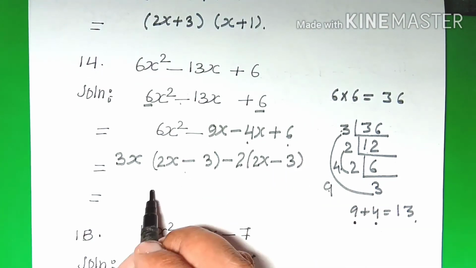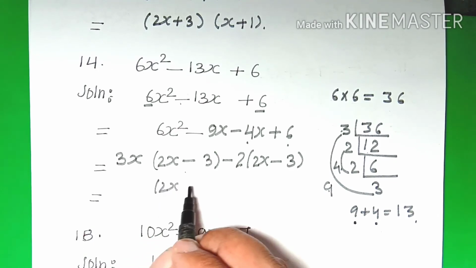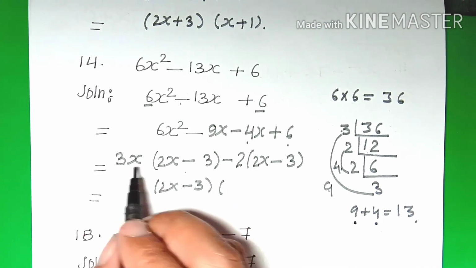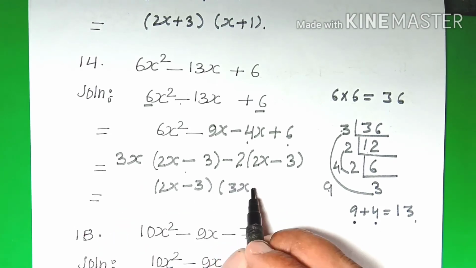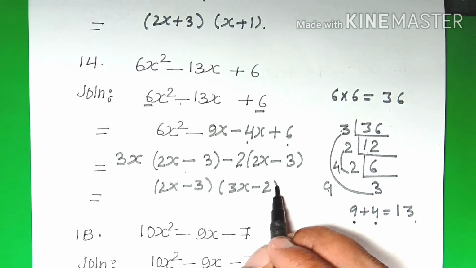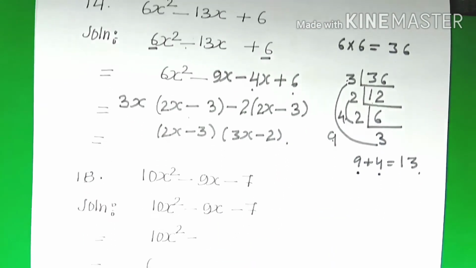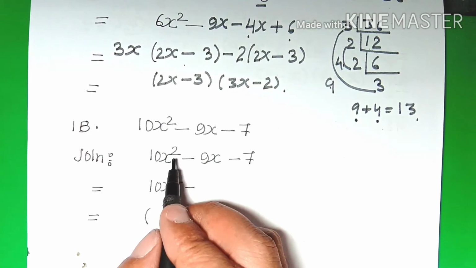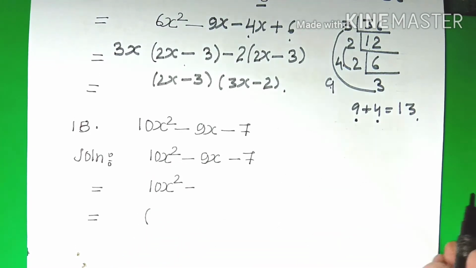So we can see here clearly the factor 2x minus 3 is common. The second factor we can see here 3x, after that minus 2 is the second factor. Now the next one we can see here 10x squared minus 9x minus 7.